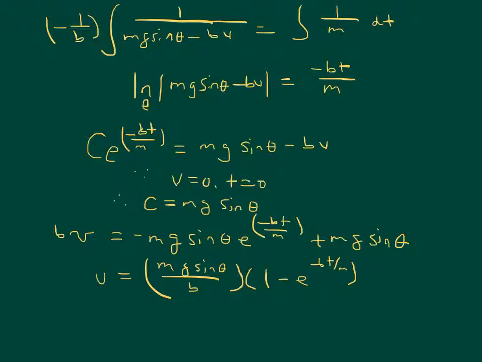But as you can see, once we find the general equation, we have to find the value of c. And how do we find it? By just finding a point. At time t equals 0, velocity equals 0. So c automatically equals mg sine theta. And then we plug the value of c back into the equation, and this is what we get: a function of velocity at any given time t. Awesome.